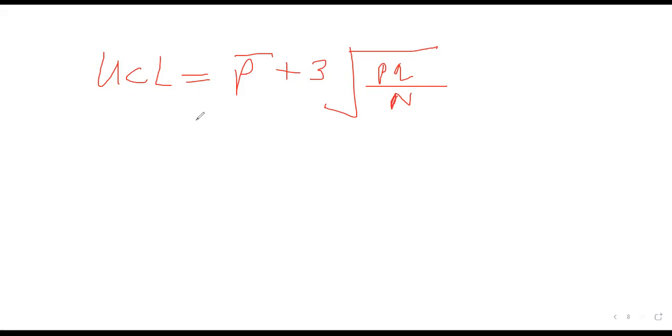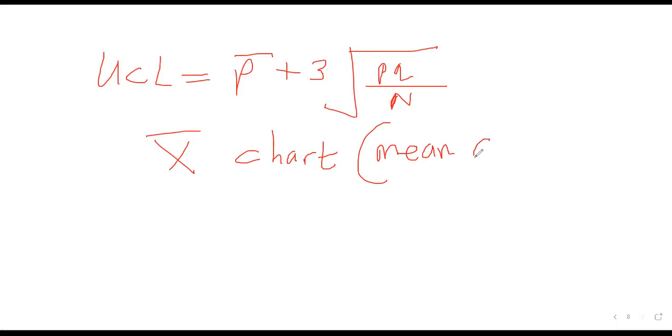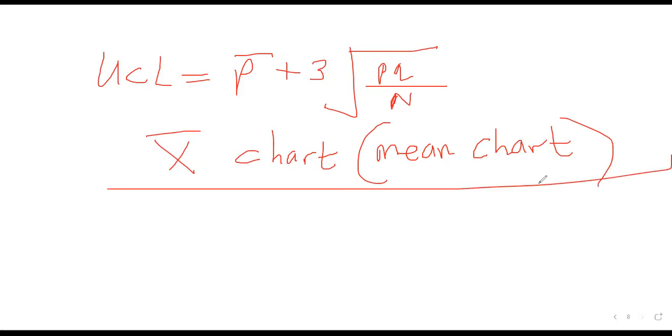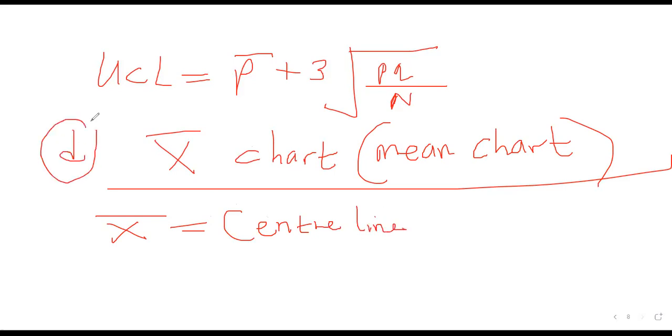All right, we're getting down to formulas. Then the X bar chart is a mean chart. On this one, X bar is the center line. Now, this X bar chart, number D, is when the mean is known and the standard deviation is known.